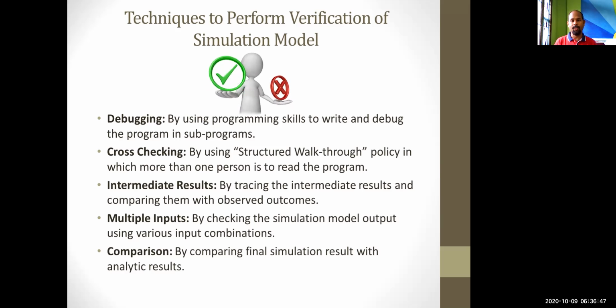Then intermediate results: tracing the intermediate results and comparing them with the observed outcomes. Many times you might have seen in programs, in the mid-level, suppose one array is there where we are storing some values. If we print the array values, we can check whether the values are actually being stored in the array or not. So you can just put a print statement there and check the values of the array. These kinds of things we can include for verification.